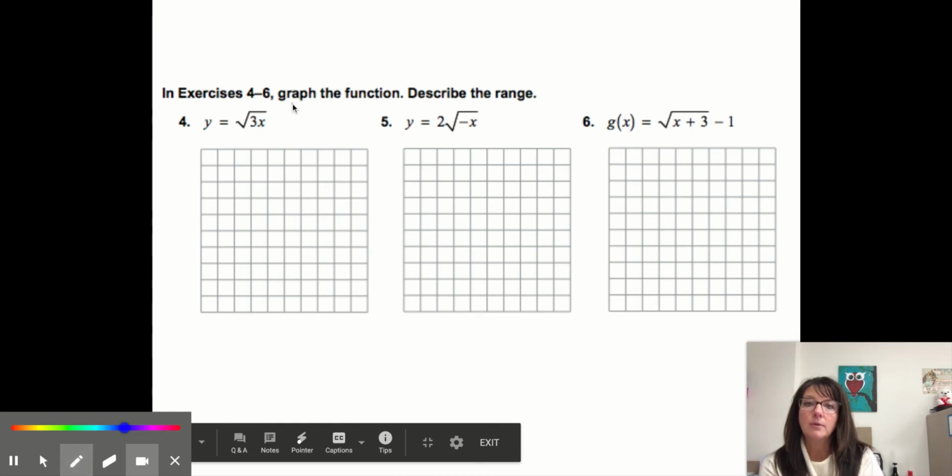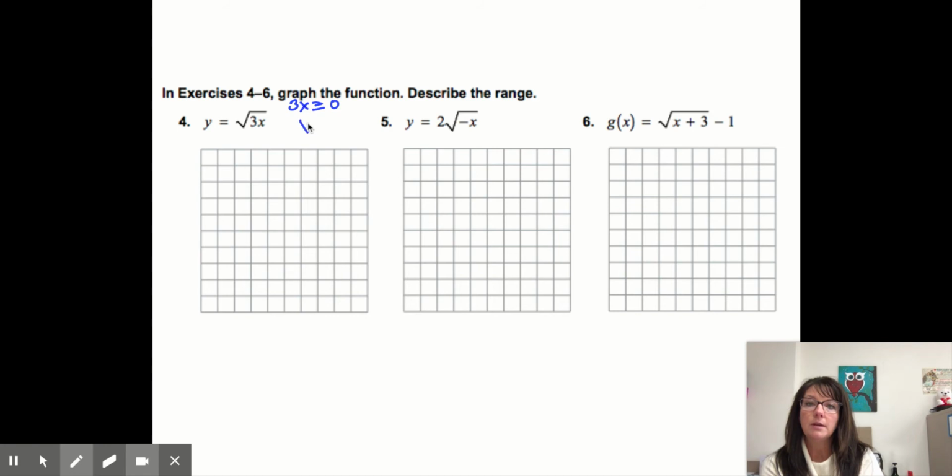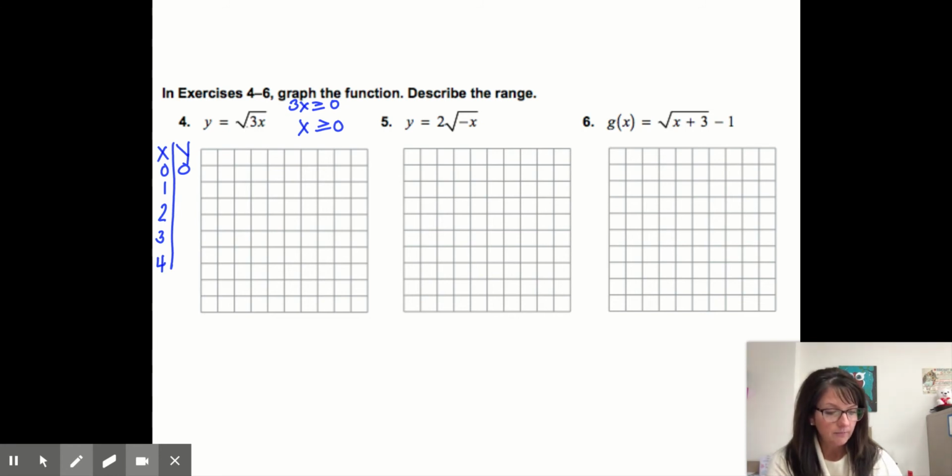So again, we have 3x greater than or equal to 0. Divide by 3, x will be greater than or equal to 0. If I make my x, y chart here, and I want x greater than or equal to 0, I could start at 0, do 1, 2, 3, 4, so I have about 5 points. So 3 times 0, and the square root of that would be 0. 3 times 1, so the square root of 3 is 1.7.